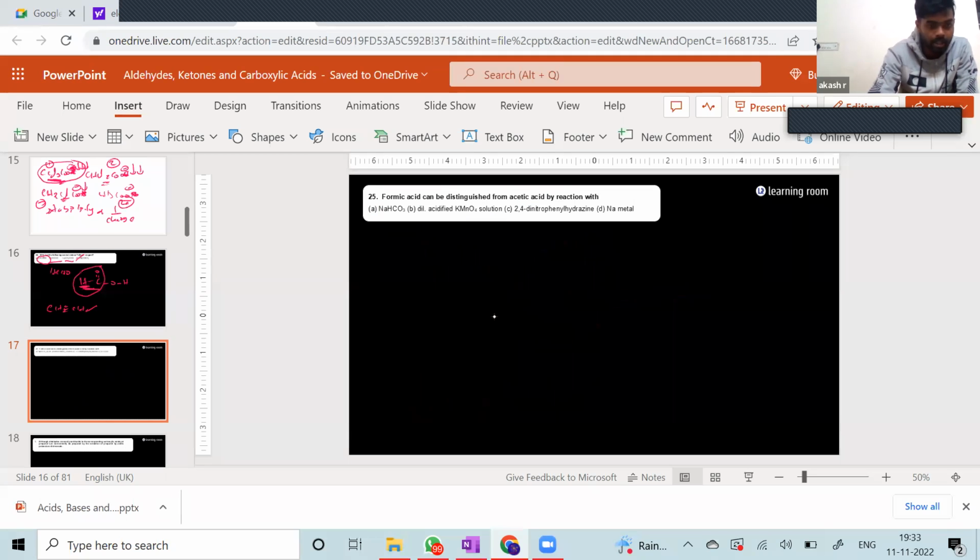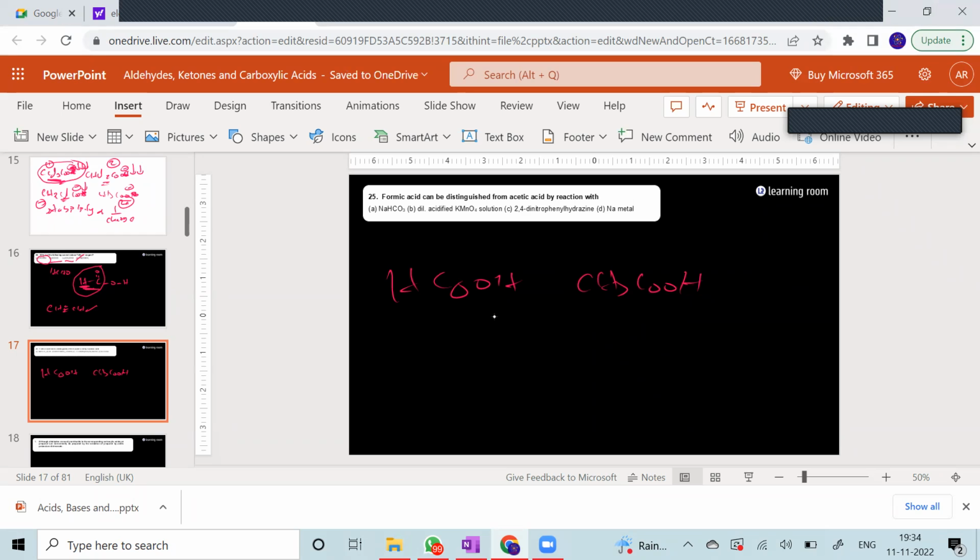Okay. Next, moving on. Formic acid can be distinguished from acetic acid by reaction with what? We are basically talking about formic acid, HCOOH, and we have to distinguish it by reaction from CH3COOH. Tollens is not given, right? What is given, you check.